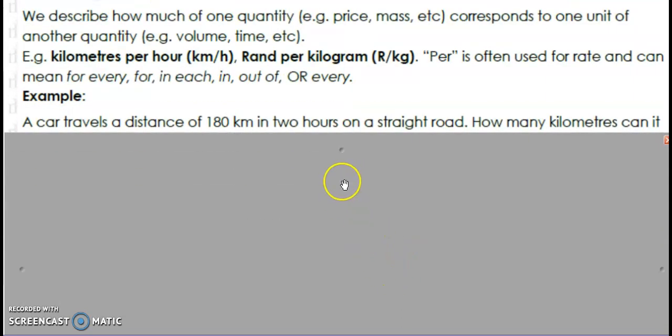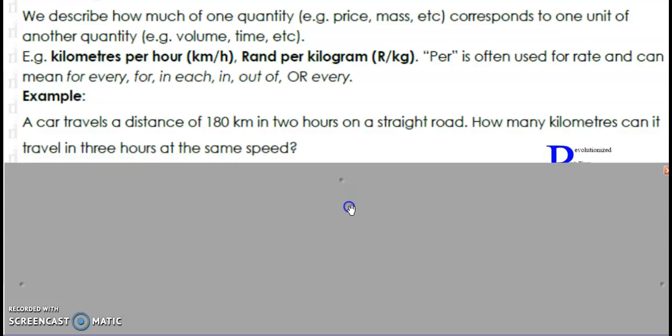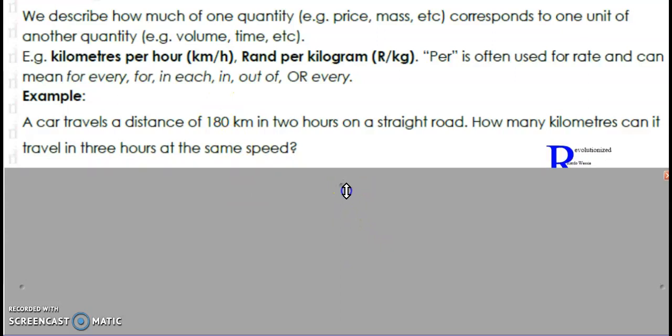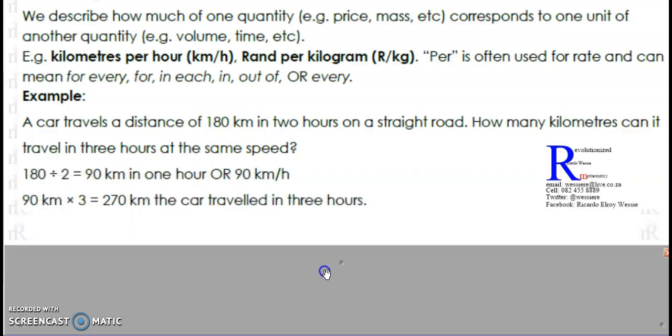A car travels a distance of 180 kilometers in 2 hours on a straight road. How many kilometers can it travel in 3 hours at the same speed? So firstly, I want to calculate how far this car travelled in 1 hour. 180 kilometers divided by 2 hours gives me 90 kilometers per hour. I multiply this by 3 and I see the car can travel 270 kilometers.